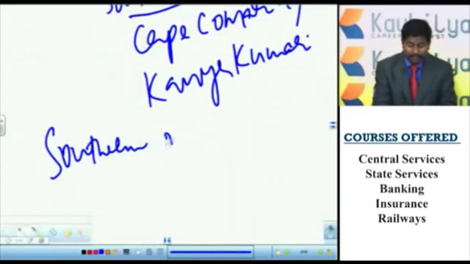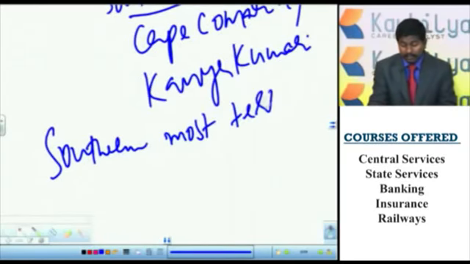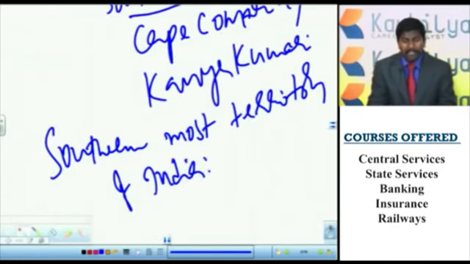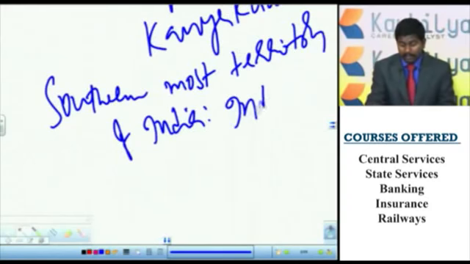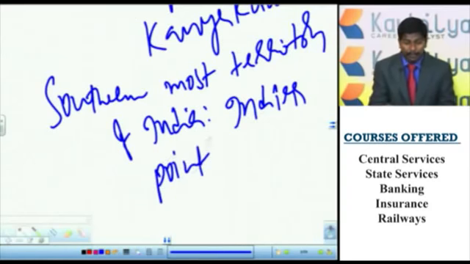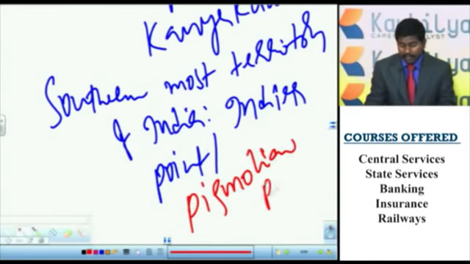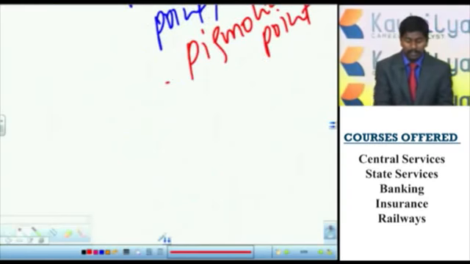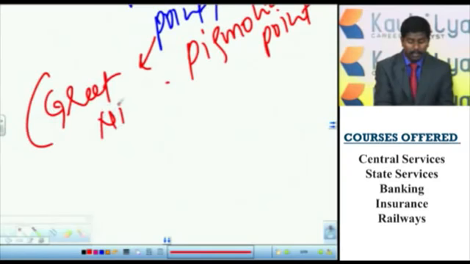the southernmost territory of India is Indira Point. The southernmost territory is called Indira Point, which is also given the name Pygmalion Point. This Indira Point or Pygmalion Point is located in Great Nicobar Island of the Nicobar Group.